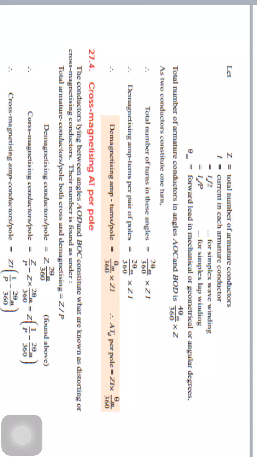Now see, since two conductors constitute one turn, the total demagnetizing ampere turns is equal to 1 by 2 into 4 theta m by 360 into Z, so that we will get 2 theta m by 360 into Zi. These demagnetizing ampere turns are due to a pair of poles, so the whole is divided by 2, so that demagnetizing ampere turns per pole is equal to theta m by 360 into Zi.